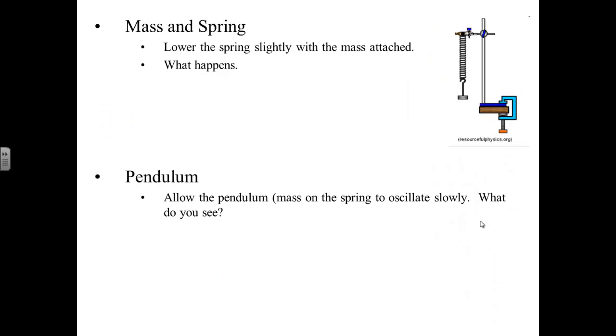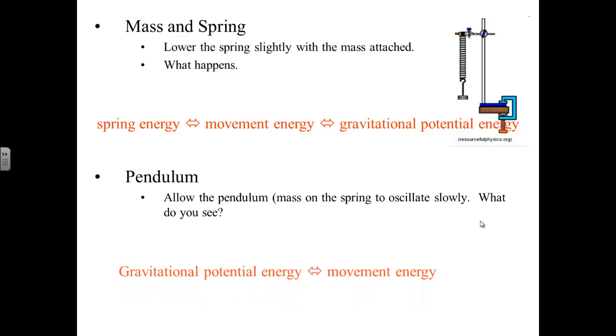A mass and a spring, okay, you let the spring oscillate, and this is interesting because the spring energy, as you stretch it, gets turned into movement energy, and then goes up to the top into gravitational energy, then back into movement energy, then back into spring energy. So there's lots of transfers here. A pendulum is a similar kind of thing. If you move it high, it basically has gravitational potential energy that turns into movement energy. Then this movement energy, or kinetic energy, turns into gravitational potential energy, and so on.